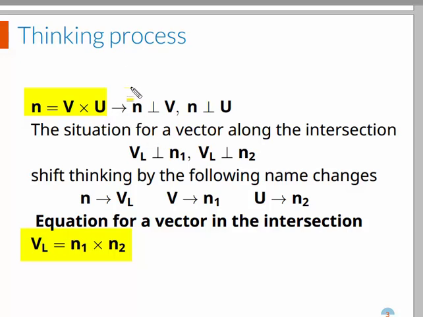And that, of course, means that the normal is orthogonal to v, which is one of the vectors in the plane, and it's also orthogonal to the other vector in the plane. In fact, it's orthogonal to all vectors in the plane.